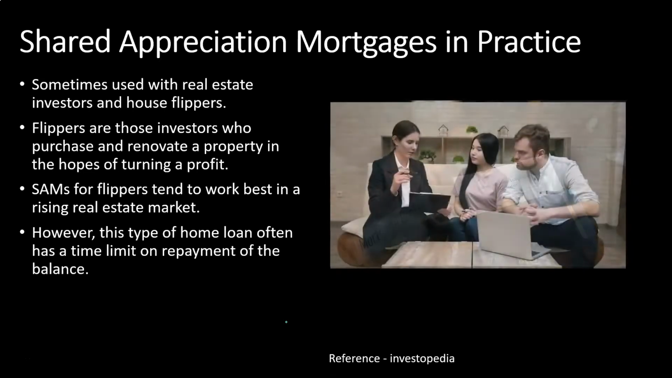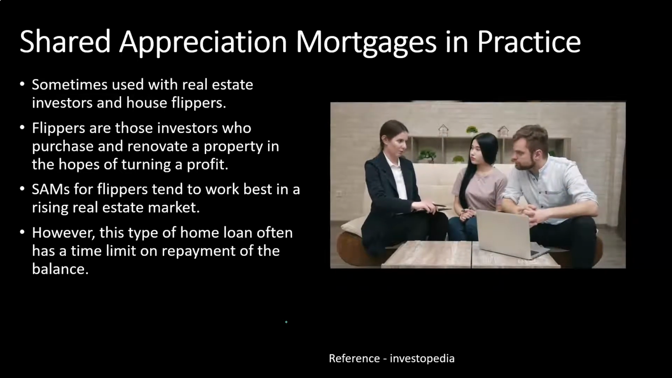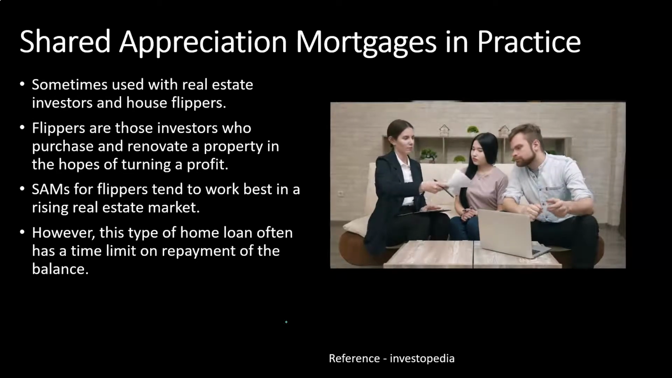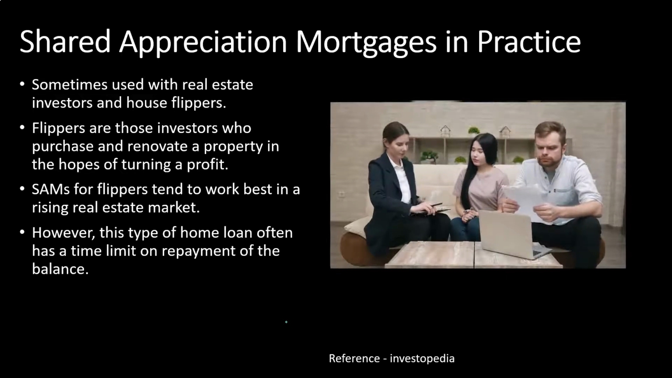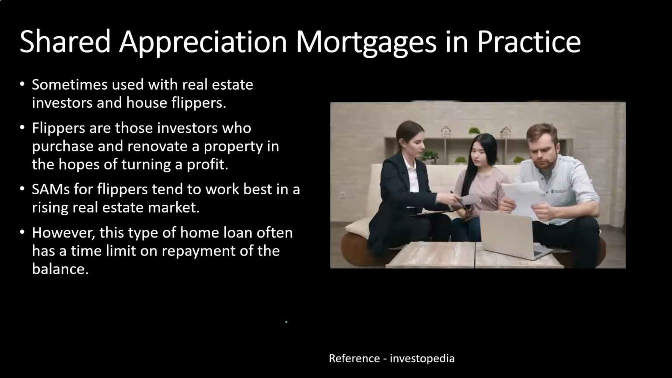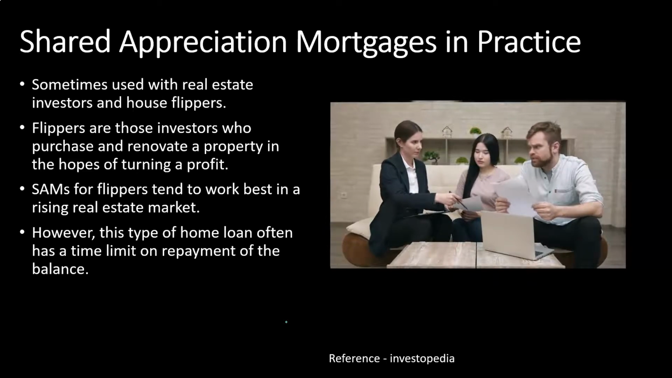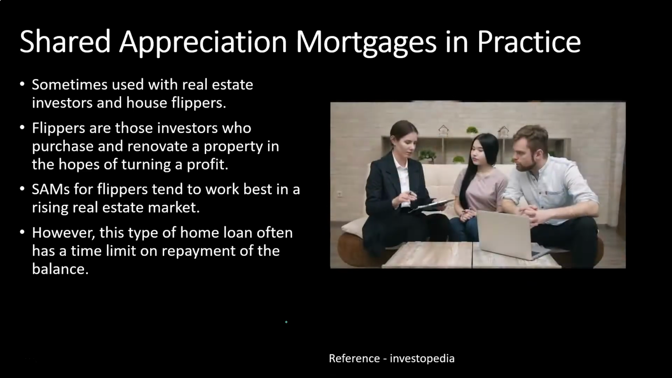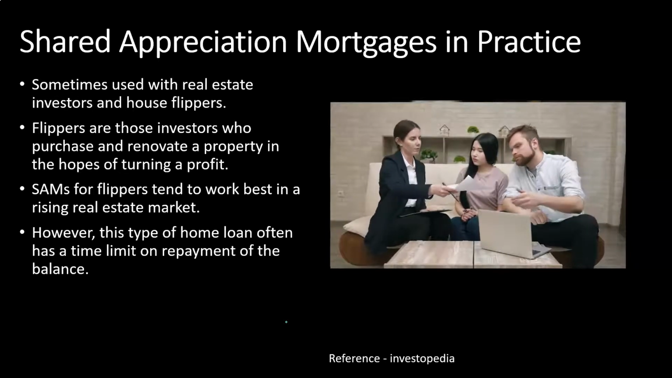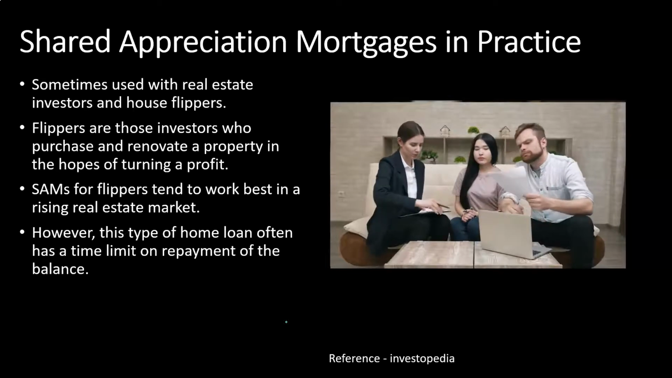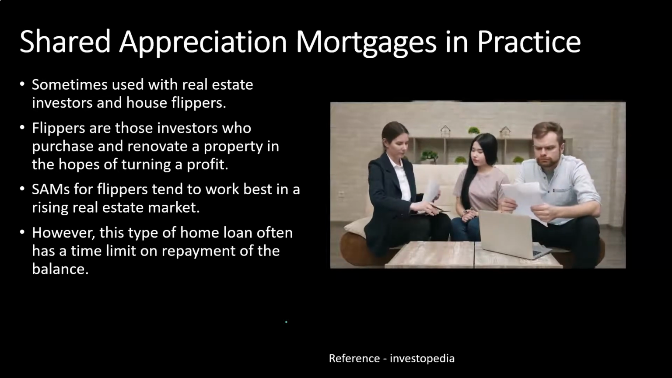However, this type of home loan often has a time limit on the repayment of the balance. In other words, again, the bank's going to want to say, hey, you can't just hold on to the property forever and never pay us back, right? They might have to put some limit on when they want to get paid back, which could, again, lead to that situation where, if there's a downturn in the housing market, that's when people doing the flipping could get caught, right?